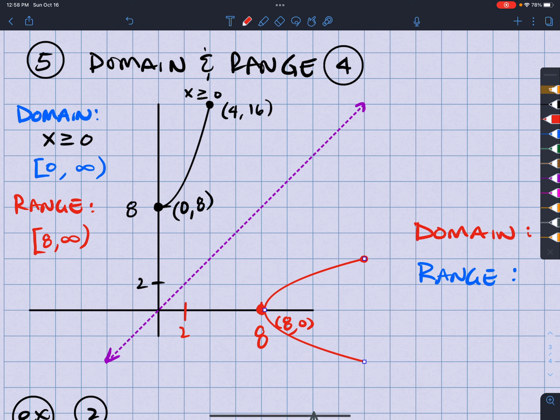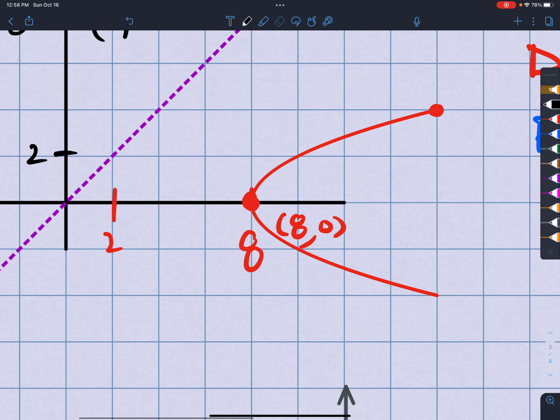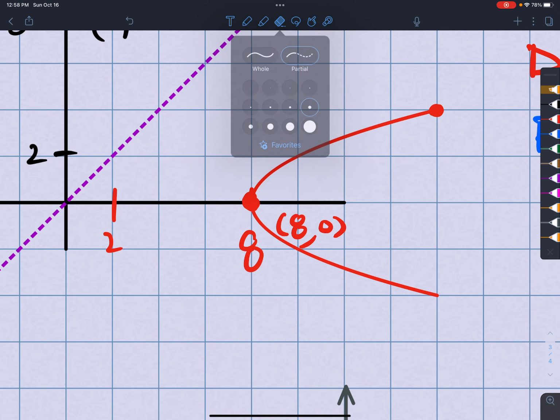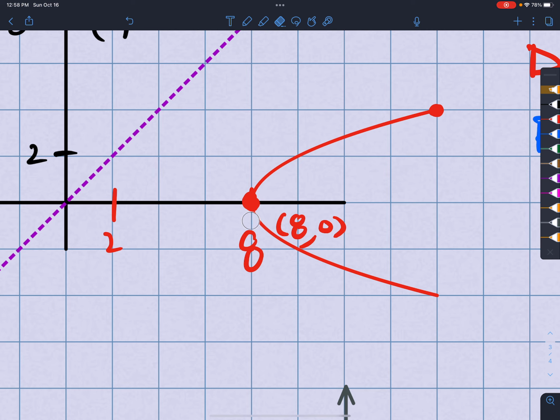There we go. So it's supposed to look something like this, especially if this piece was right here. But because that piece isn't there, it's the reason why this piece here wouldn't be here either.